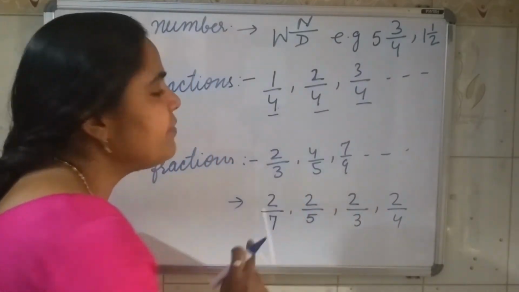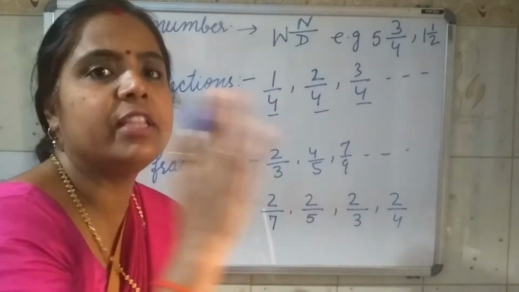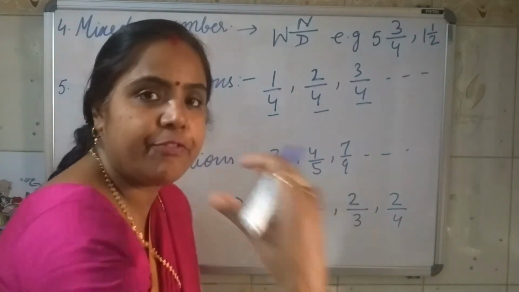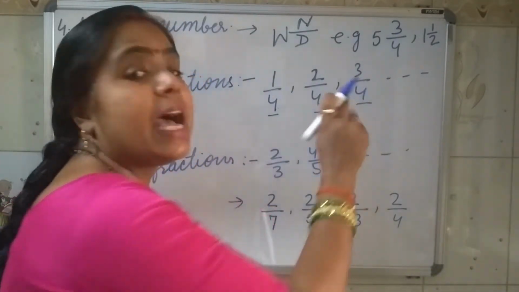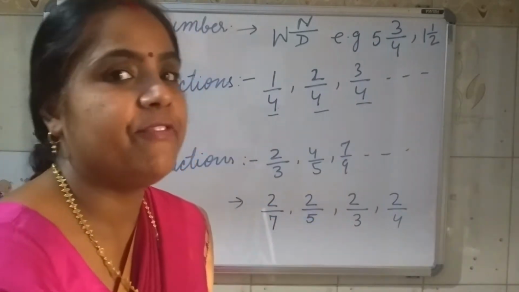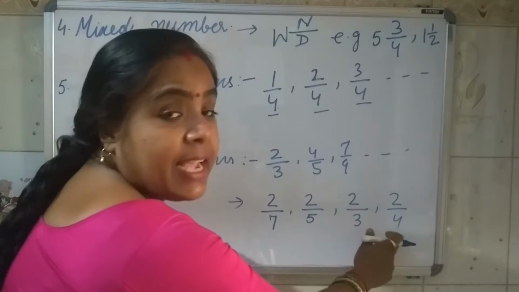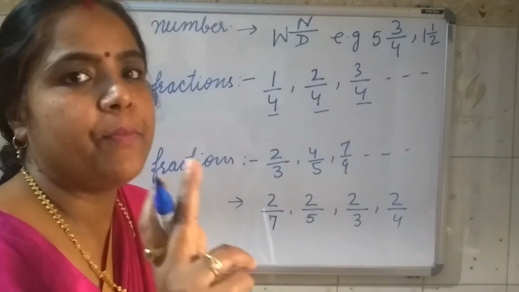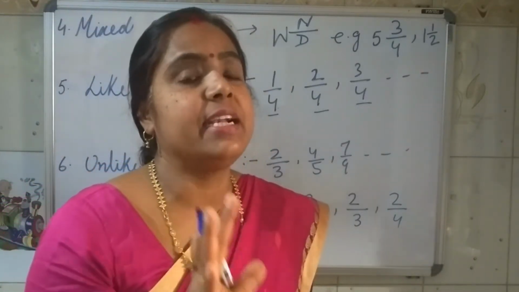So unlike fraction is also of two types, but mainly what we have to see, we don't have to bother for the numerator. We have to only see when denominators are different, they are unlike fraction, and when denominators are same, they are like fraction. Like, ek jaisa. Unlike, different, alag alag. Okay, so just keep in your mind only these two things. These all are the recapitulation of whatever you have studied in class 4.